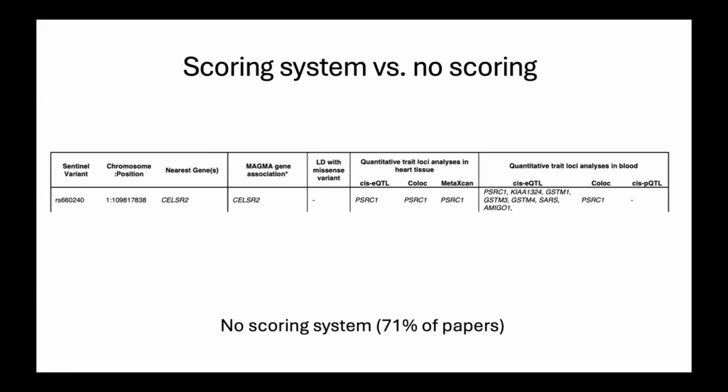Here's an example where there was no scoring system. This was 71% of papers. So here, this is just one row from the table, and this is for one locus. They looked at all these different types of evidence on the top, and they just listed which of the genes in the locus had significant amounts of that kind of evidence. So again, it's pretty hard to get an overview of which gene has the most evidence in a table like this.